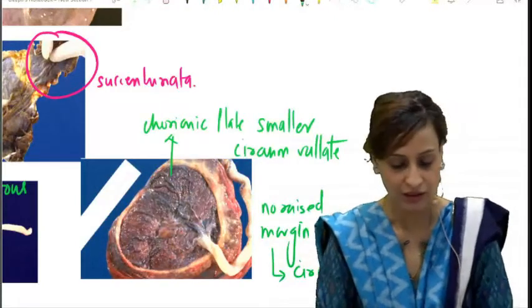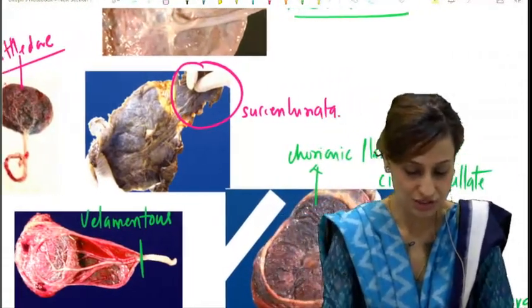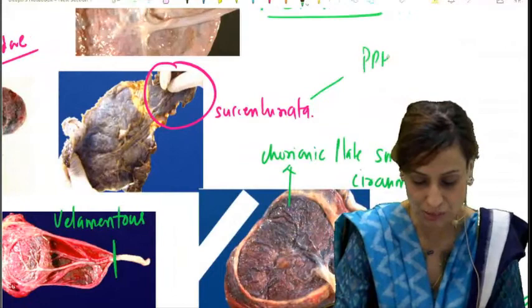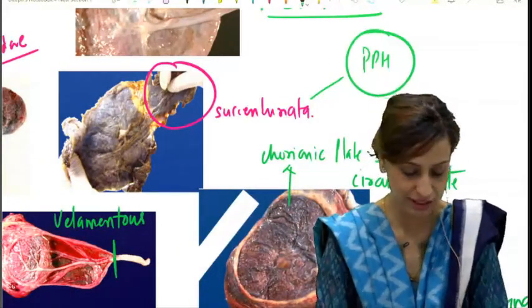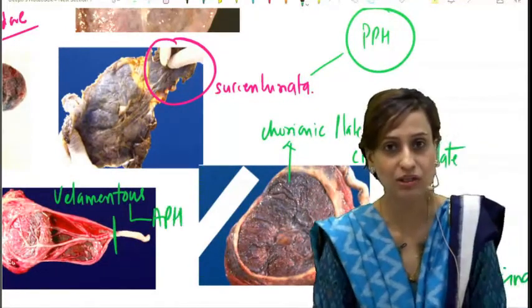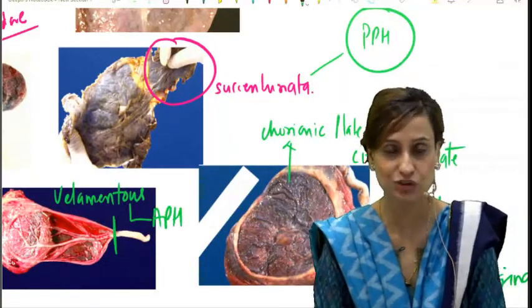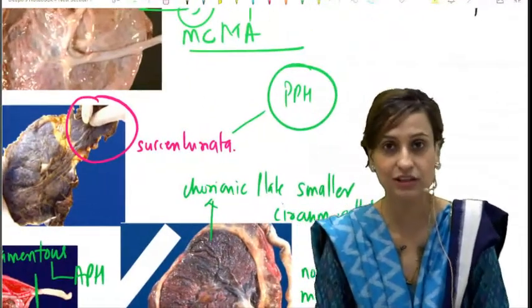Remember that battledore and succenturiata can cause postpartum hemorrhage when this additional lobe is left behind, whereas velamentous is rather associated with antepartum hemorrhage. So velamentous is associated with antepartum hemorrhage, while succenturiata is associated with postpartum hemorrhage.